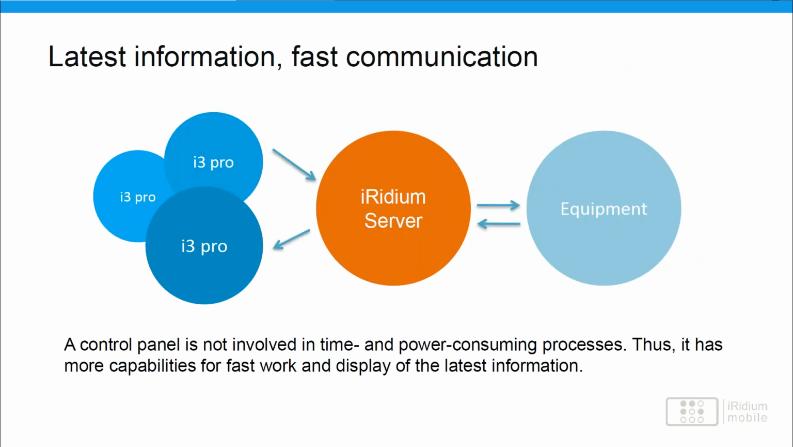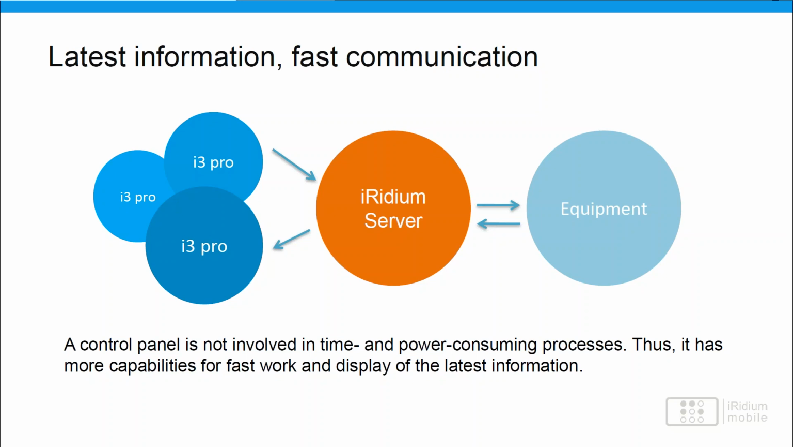The latest information and fast communication with your equipment can also be provided by iRidium server. When you are working with equipment directly from a control panel, each control panel requests the status of variables of your equipment directly. It means the equipment is overloaded by data from control panels' requests and communication processes, but the iRidium server decreases this overloading, and all the control panels have the same information about the status of your equipment.